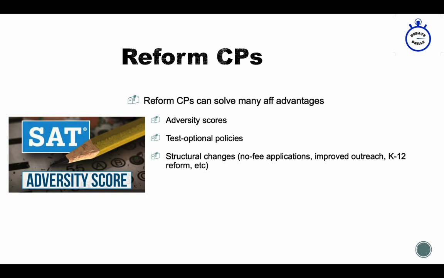Counterplans can improve outreach towards students to help them know about college and scholarship opportunities, both for standardized testing, like things like fee waivers, as well as at the college level to minimize biases in terms of admissions, as well as differential outcomes. There are reforms that can occur at the K through 12 level that can minimize educational gaps that materialize as gaps in terms of standardized testing.